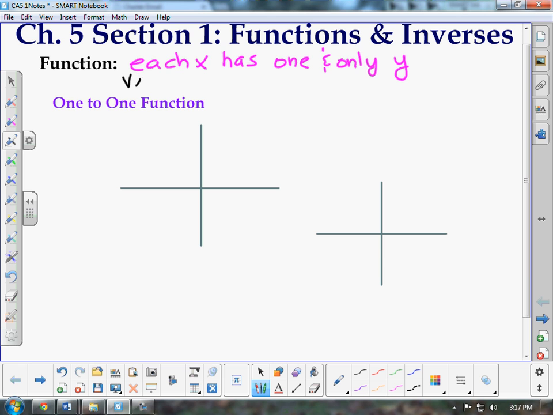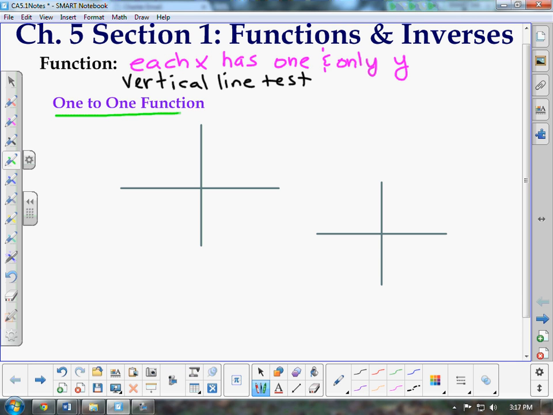And there is a vertical line test. If you're looking at the graph of a function, it means that no vertical line can go through the graph and hit it in more than one place. If that happens, then it's not a function.